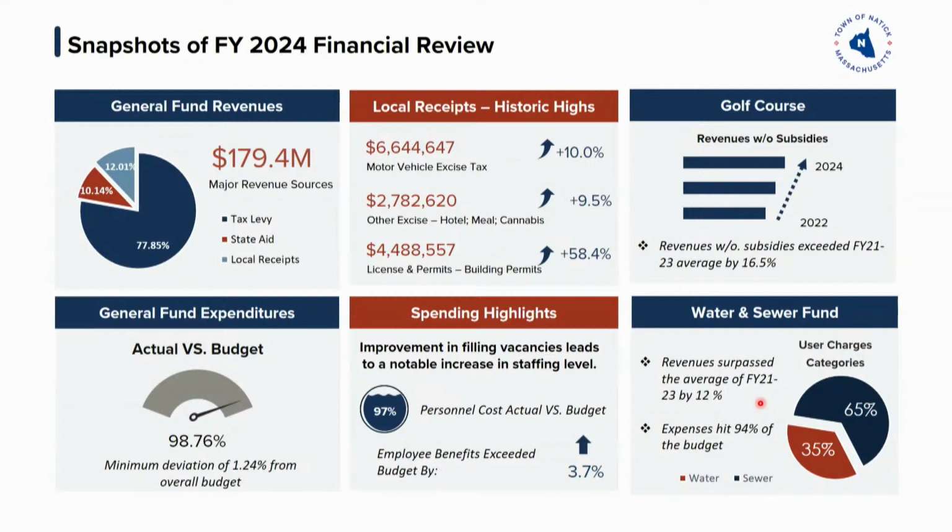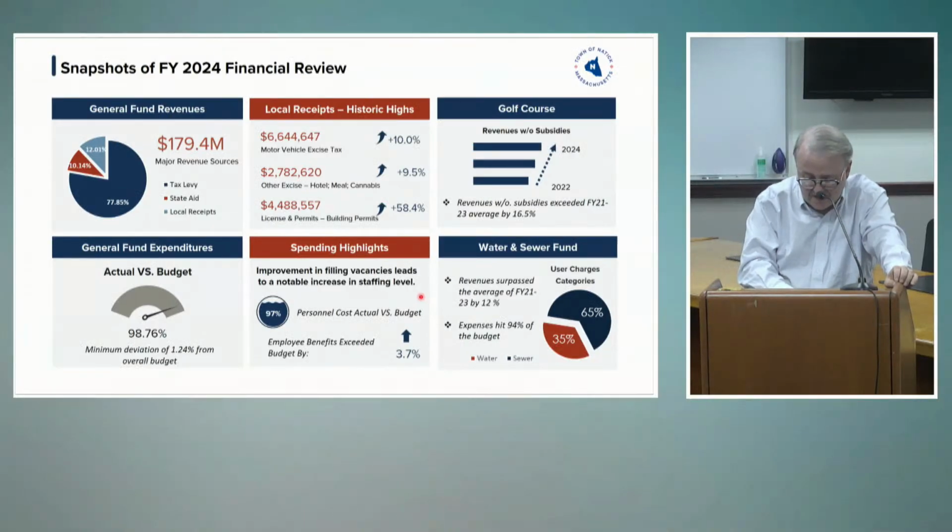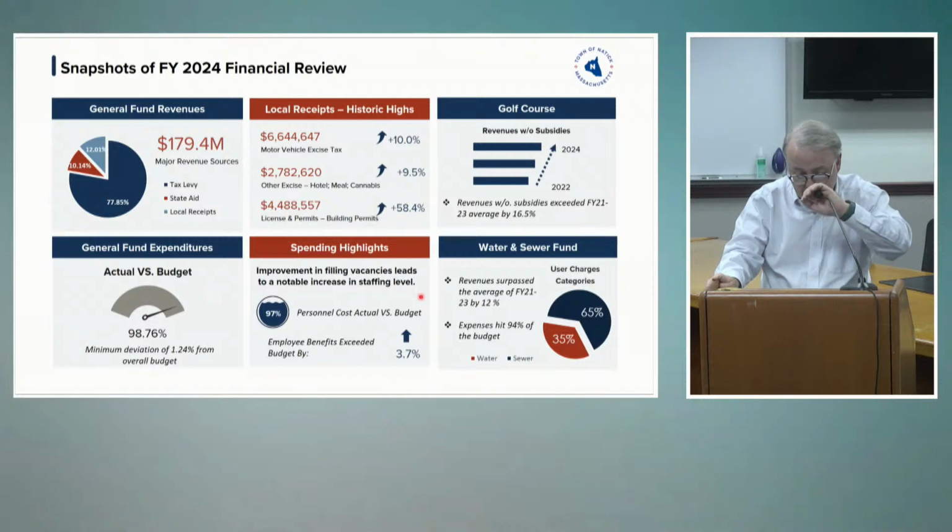Spending highlights: improvements in filling vacancies lead to a notable increase in staffing levels, which is good news for us. Coming out of COVID, we unfortunately had a very hard time hiring staff, especially in public safety as well as the finance department. We just couldn't get any bodies in the door. We're seeing a little bit of an uptick, getting our vacancies filled. So at 97%, what this means is that we're probably going to see smaller free cash numbers because we don't have that turn back from our departments. But it is a good thing to see that we're finally getting back to more normal levels of staffing.